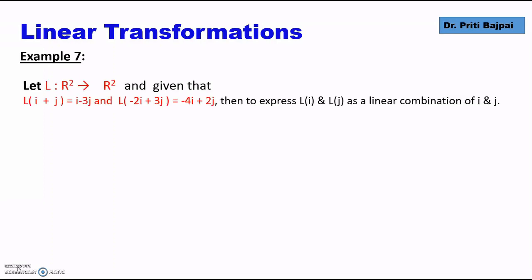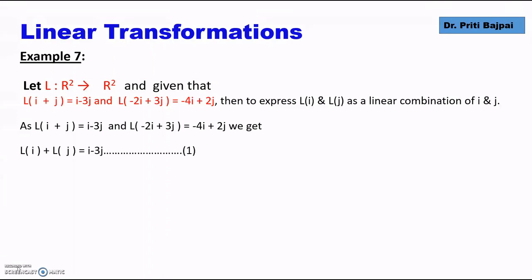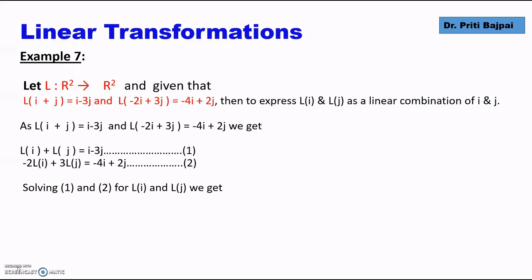Let's see, in this next example, we have a mapping from R2 to R2. So it's a linear transformation given to us, and we are also given that L of i plus j is i minus 3j, and L of minus 2i plus 3j is equal to minus 4i plus 2j. We have to express L i and L j as a linear combination of i and j. So let's start with what we are given. We have L of i plus j, we know it is i minus 3j, and we have L of minus 2i plus 3j, which is equal to minus 4i plus 2j. We can apply L on i plus j, which will give us Li plus Lj is equal to i minus 3j. Similarly, from the second one, we get minus 2Li plus 3Lj is equal to minus 4i plus 2j.